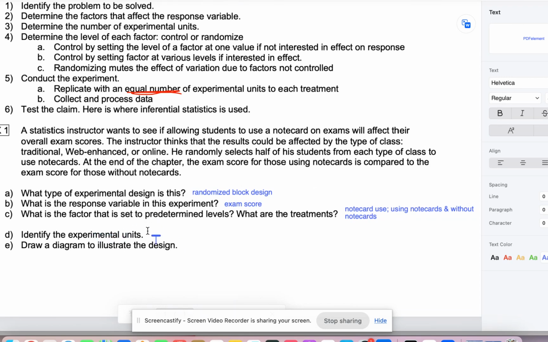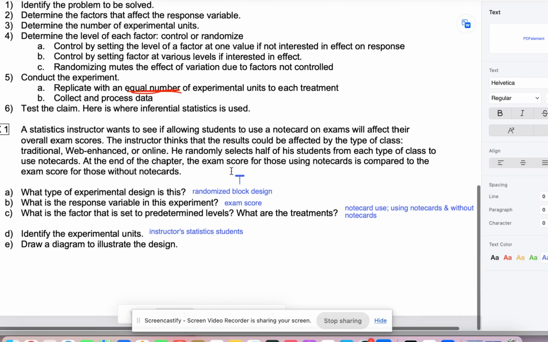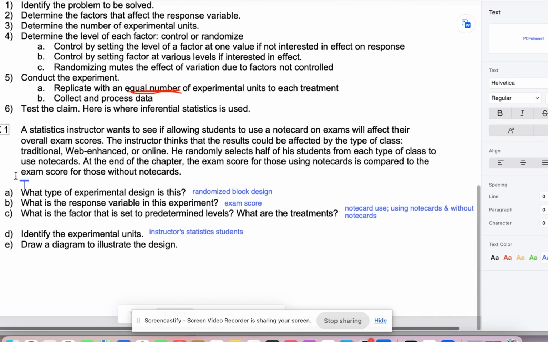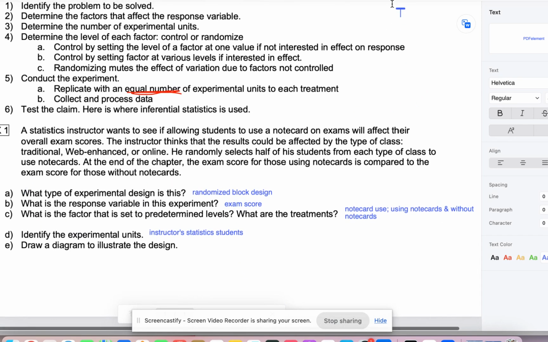D, identify the experimental units. So in this case, the experiment is being conducted on this instructor's statistics students. Now, if we knew how many there were, we would include the number in there, but they didn't tell us in this case how many statistics students that they had. So if it said 500, we would put 500 in there. All right, last one, draw a diagram to illustrate the design.